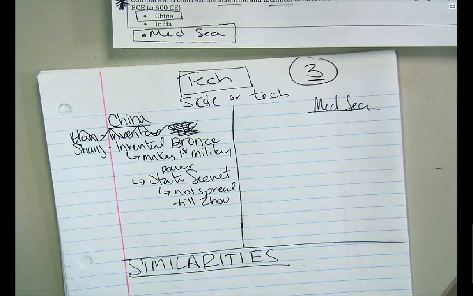Mediterranean Sea. What is a piece of science or technology that's being invented in the Mediterranean basin? Joey. Romans invented aqueducts. How much information do you know about aqueducts, Joey? So I would say that's not a very good example if you're going to come up with 2 pieces of evidence.